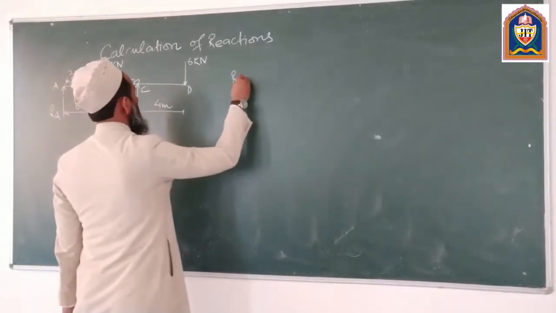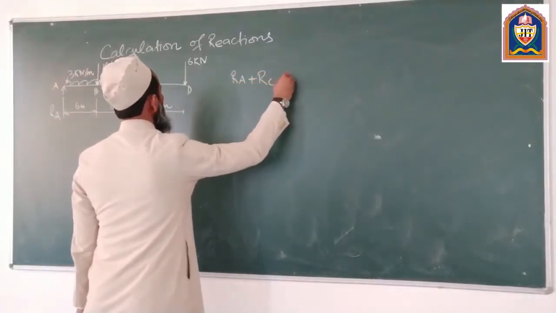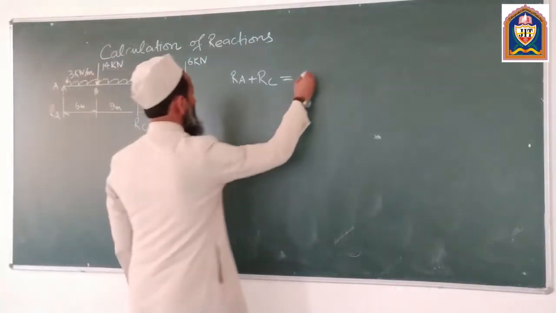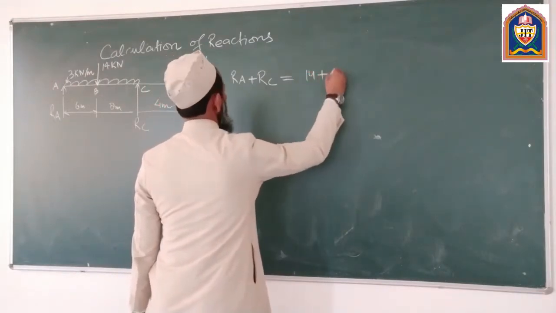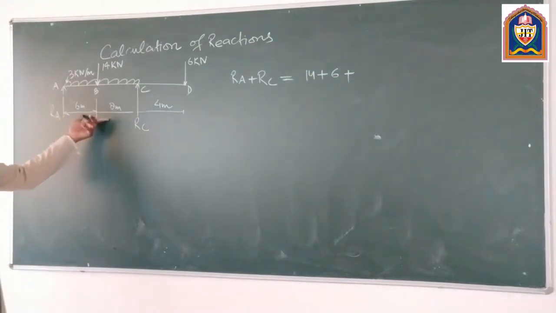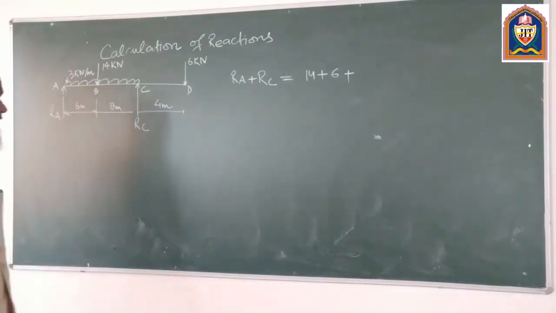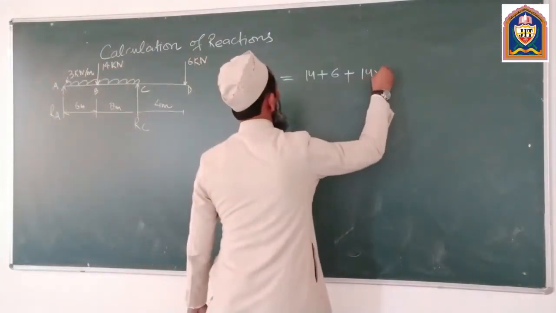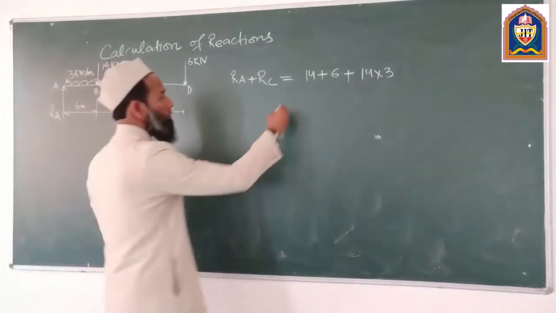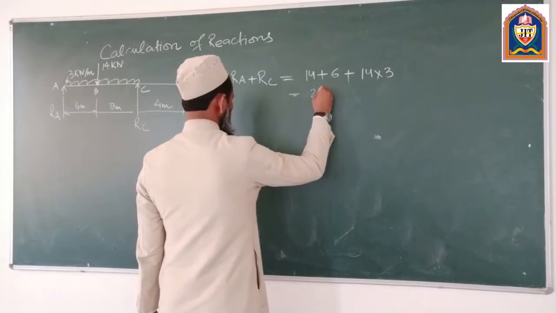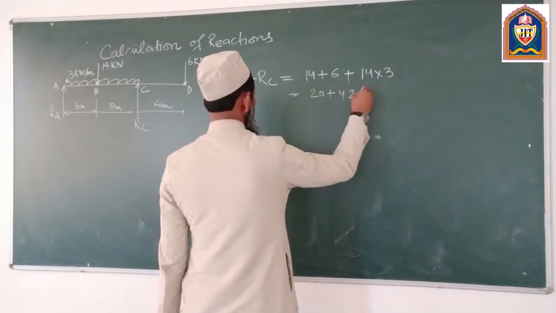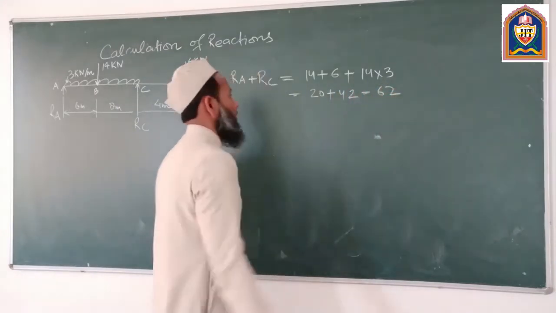So RA plus RC is equal to the total load. And what is the total load? The point loads, first of all, this is 14 plus 6, and the uniformly distributed load, which is on the part AC, is 14 multiplied by 3. So this comes out to be 20 plus 42. So this is 62 kilonewton.